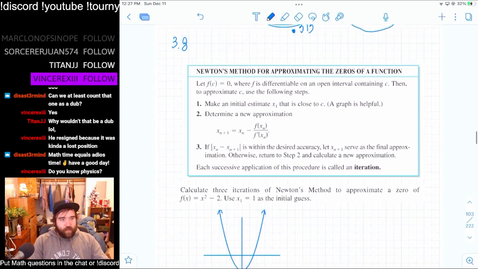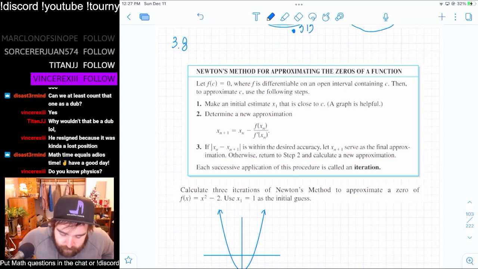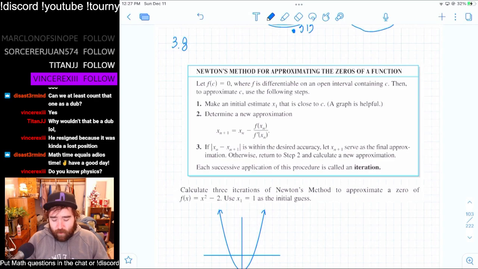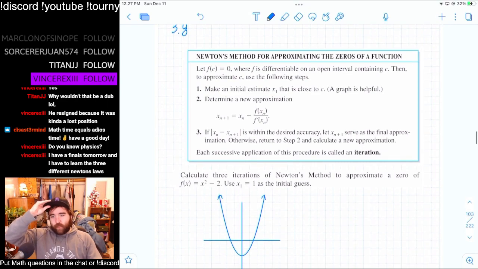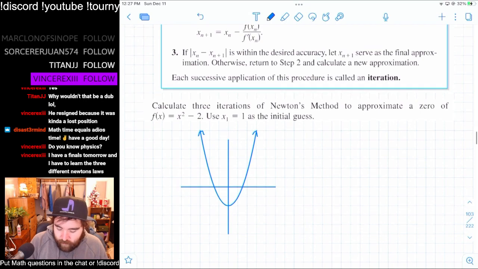All right, so today we're talking about 3.8, which is about Newton's method. I don't totally remember Newton's method. I'm not even sure that I did Newton's method, but we're gonna remember it. And I'm not gonna try to sit and follow these steps. Just like normal, I'm gonna try to think about it, and we're gonna figure it out from there.